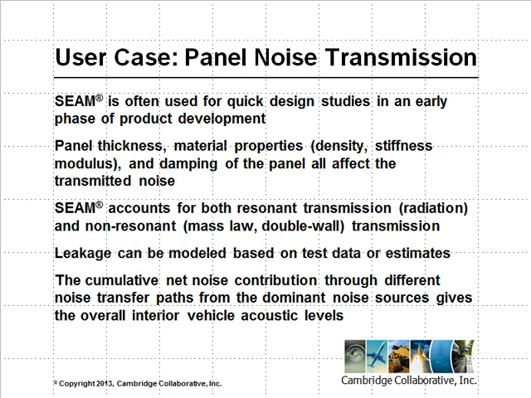There's a brief demonstration of the software now, showing how SEAM can be used for panel noise transmission acoustically, often used for quick design studies like this early in development, where the thickness, material properties, and damping of the panel can affect the transmitted noise. SEAM accounts for resonant transmission, or radiation, and non-resonant, also known as mass law or double wall transmission. Leakage can be included based on test data or estimates, and the total noise contribution through all the paths from the dominant noise sources will yield the overall interior levels, and this can also be viewed as a virtual contribution analysis within the software.